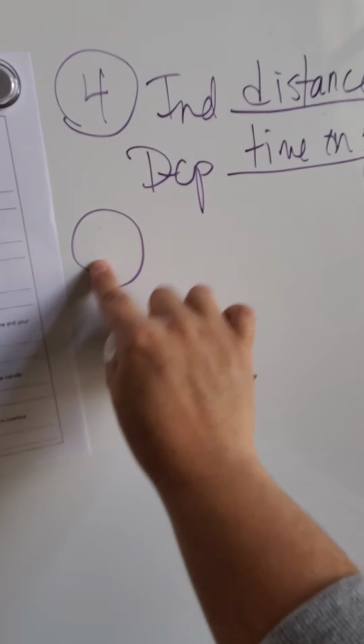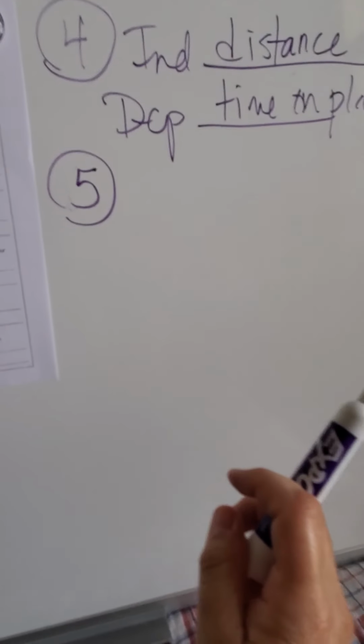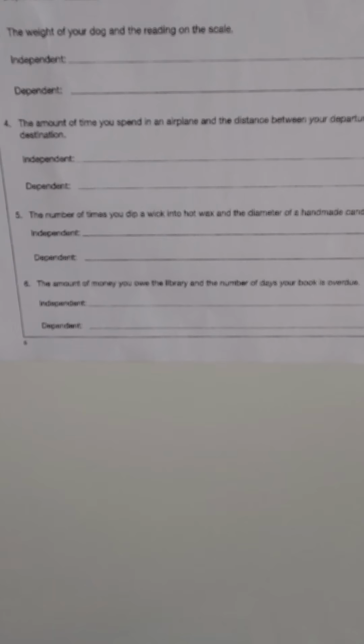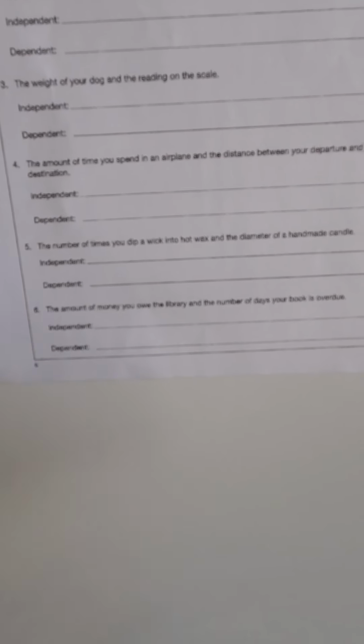Oops, I was skipping to number 6. Okay, 5. Well, let's look at this one. This one sounds weird. Don't worry, I would not have a question like number 5 on the test, because you probably have never made candles before. All right, so the number of times you dip a wick into hot wax and the diameter of a handmade candle. Every time I dip into that hot wax, it creates another layer, right? And that diameter is going to get bigger and bigger. So if I only dip it a few times, it's going to be a really skinny candle. If I dip it a lot, it's going to get bigger and bigger.